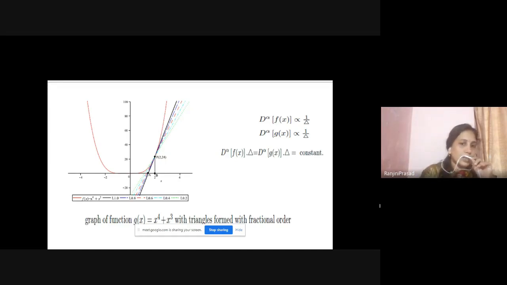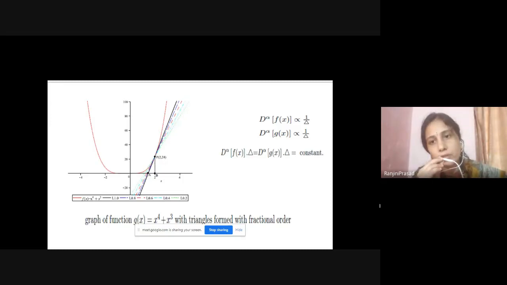But what happened to the values, if you see, the fractional derivative values are increasing means the area of the triangles are decreasing. So we can say that this is inversely proportional. That is, D^α f(x) is inversely proportional to 1/Δ. Delta is nothing but here the area of a triangle.